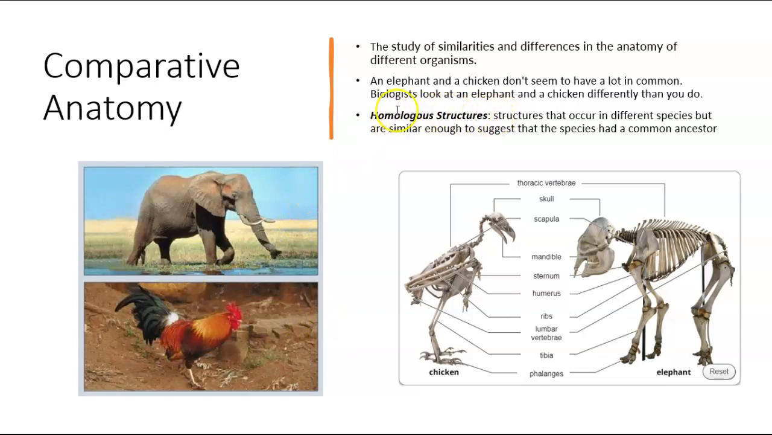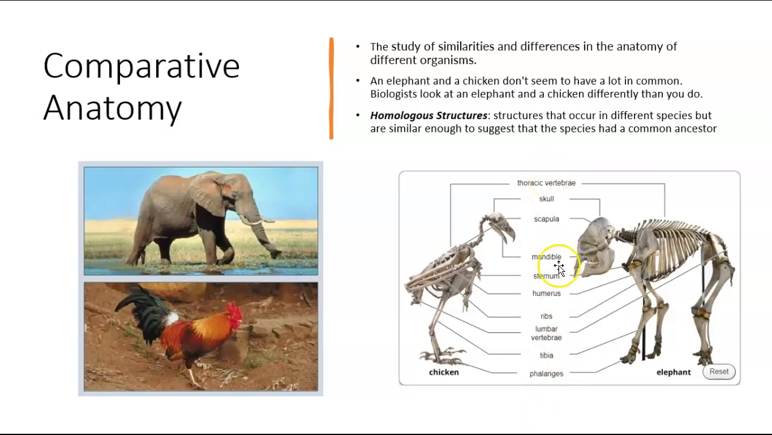They have many shared structures. We call those homologous structures. These are structures in different species, but they are similar enough to suggest that the species had a common ancestor. So one of the ways we can look at an elephant and a chicken is at their skeletons. And if we ignore the size difference, so you can see we have the chicken at a more similar size to the elephant, it's easier to compare where we eliminate the size difference. And look at this whole list, and there's more.